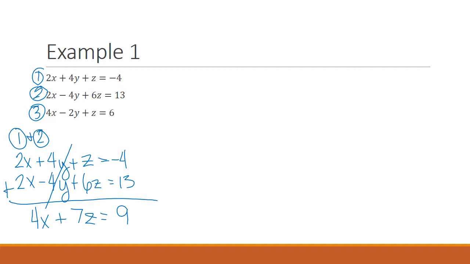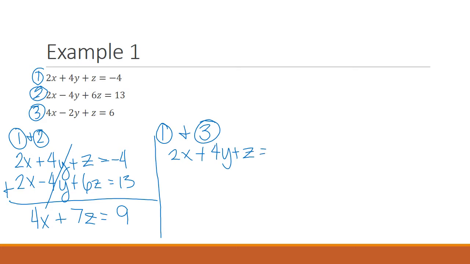So once you have done that with one set, you want to do that again. This time, instead of 1 and 2, you want to pick either 1 and 3 or 2 and 3. It doesn't really matter which ones you pick. Sometimes you can pick one and it makes your life a little bit easier than another one. So if we go with 1 and 3, we've got 2x plus 4y plus z equals -4. And equation 3 is 4x minus 2y plus z equals 6.